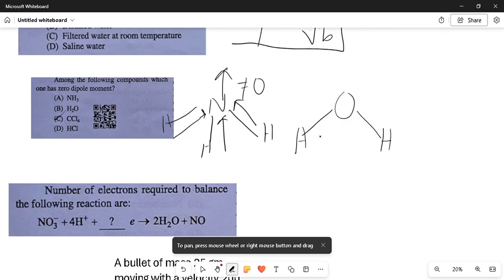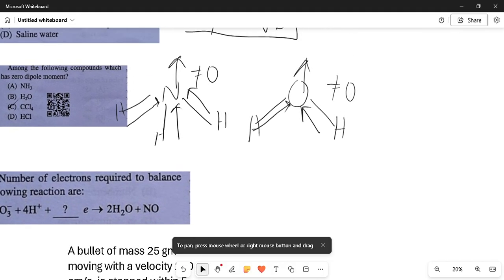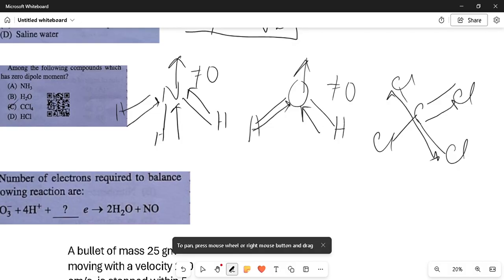Oxygen is more electronegative, so the bond electrons shift that way; the electron affinity of oxygen is more than hydrogen, so the dipole in this direction is not equal to 0. And CCl4 is tetrahedral, with carbon and chlorine. Chlorine is more electronegative than carbon. So we see that the net dipole moment is 0.